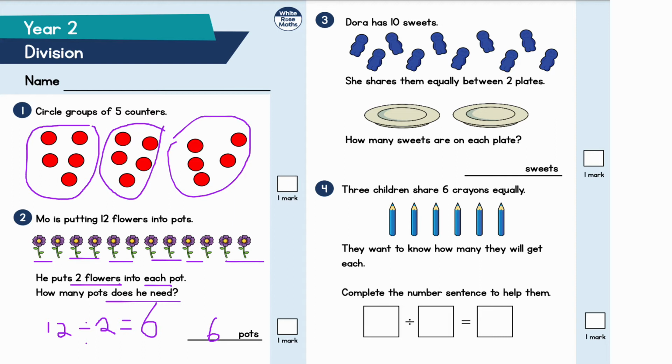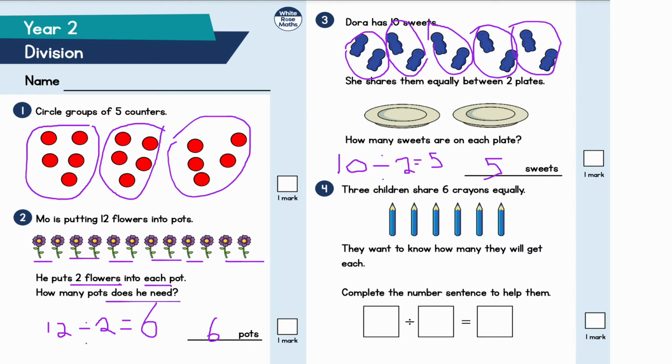Okay, this is question number 3. Dora has 10 sweets. She shares them equally between 2 plates. How many sweets are in each plate? Well, if I do 10 divided by 2, I get the answer of 5. But again, if we're not sure, what I can do is just circle 2 each time, and then count up how many circles I've made, and the answer we'll get is 5.